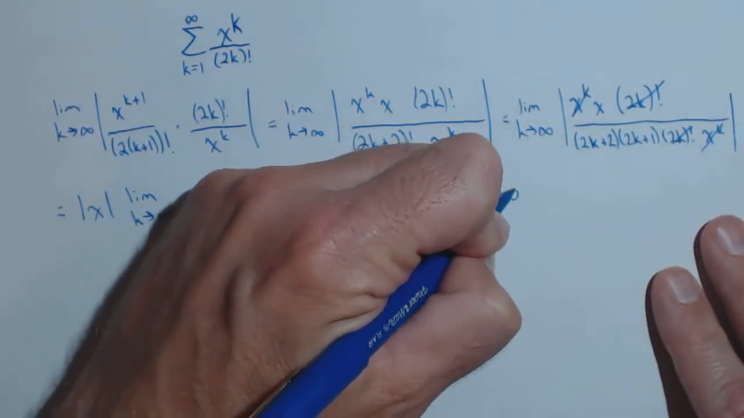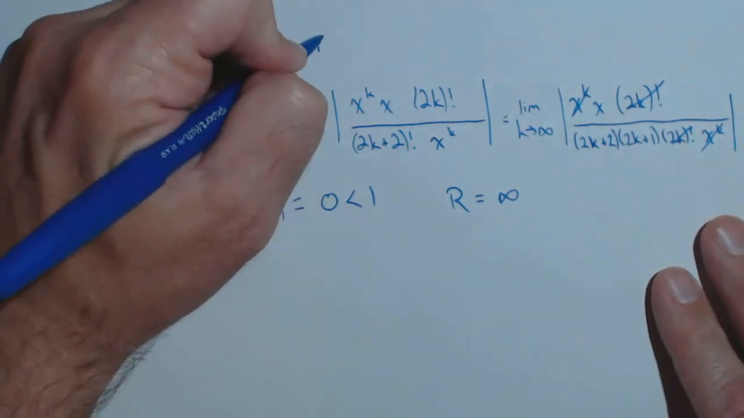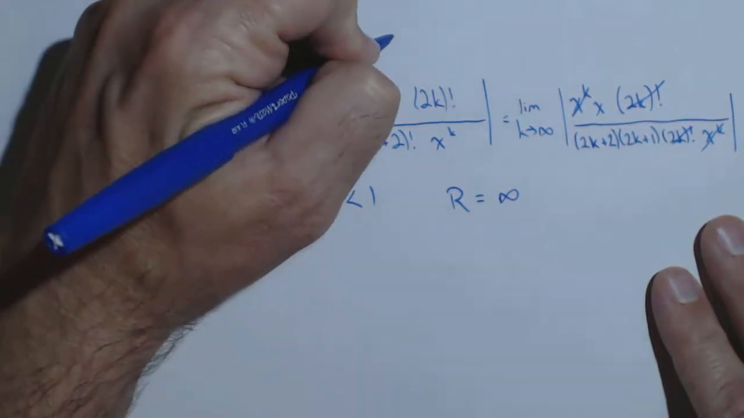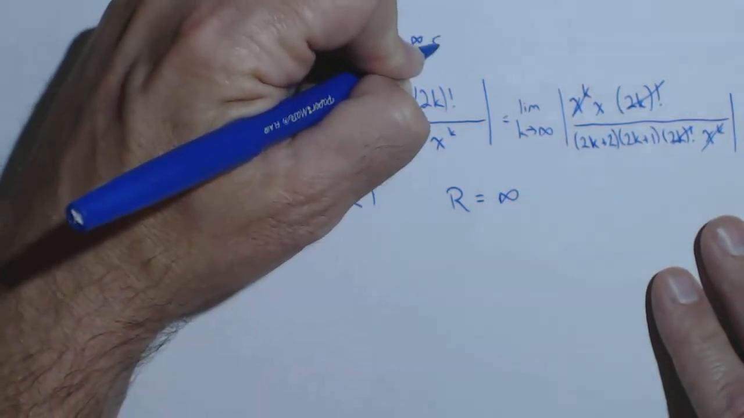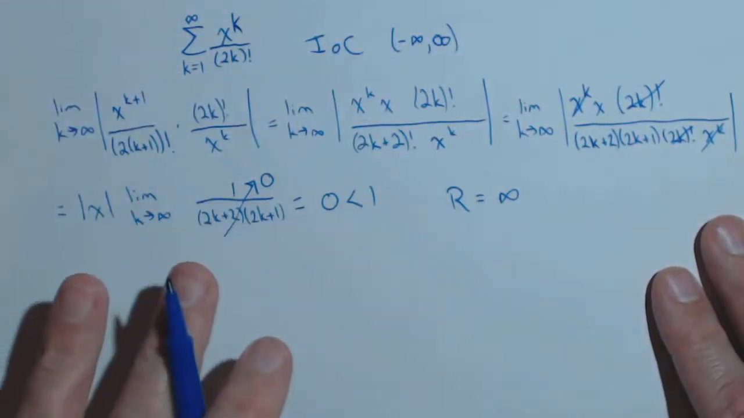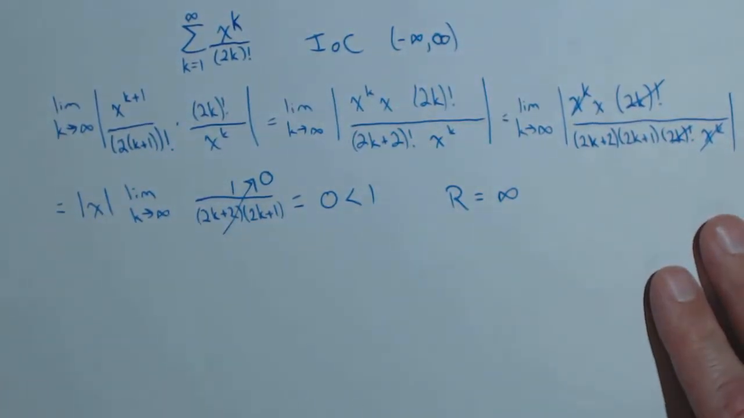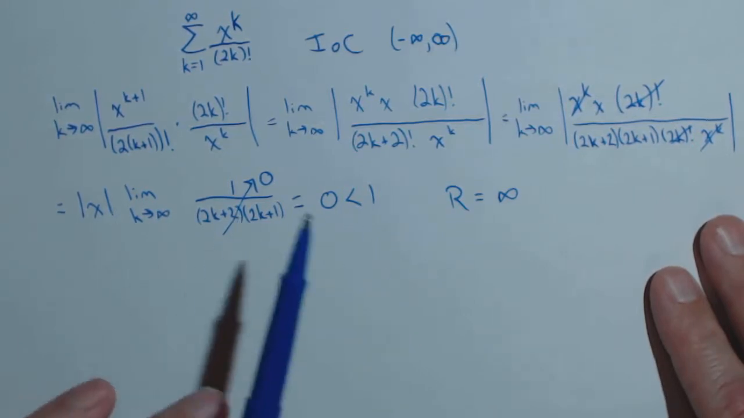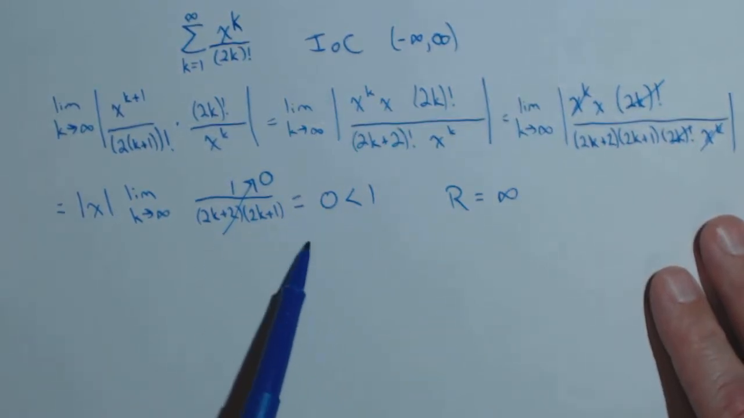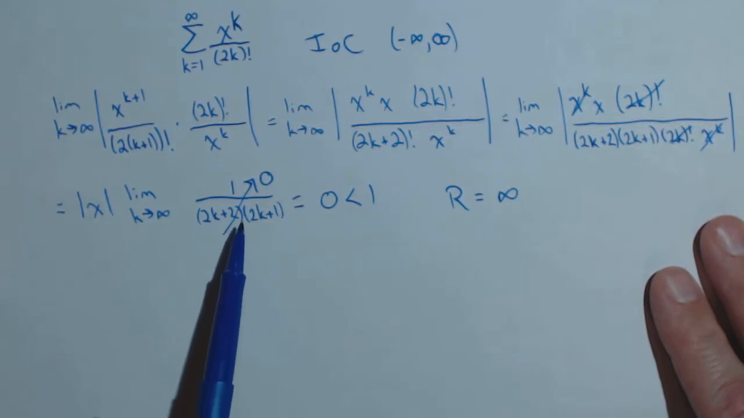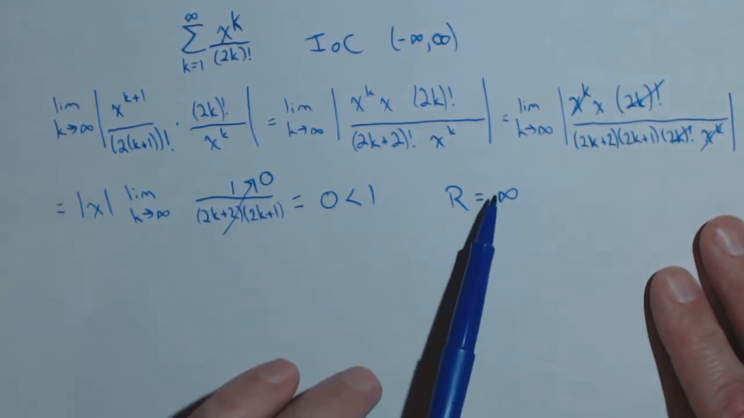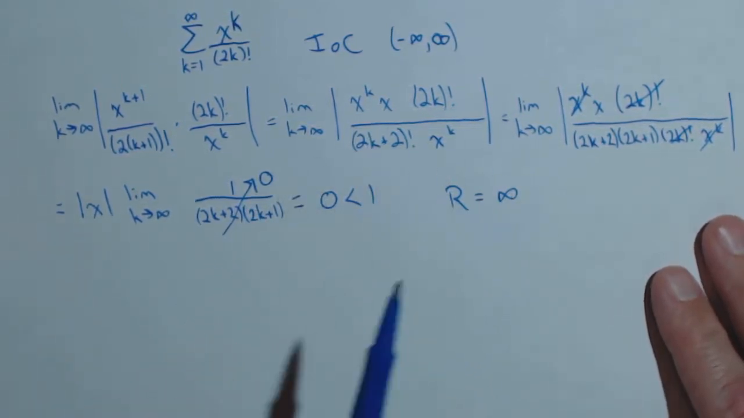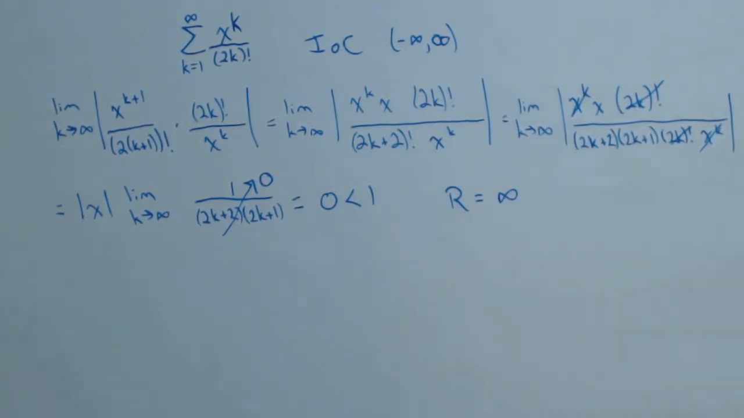This gives us an infinite radius of convergence and an interval of convergence of negative infinity to infinity. This truly is our favorite case for power series, because it means that our power series converges for all values of x, and we don't have to test the endpoints. We're done very quickly. So if that limit goes to 0, automatically your radius of convergence is infinity, and your interval of convergence is all real numbers.